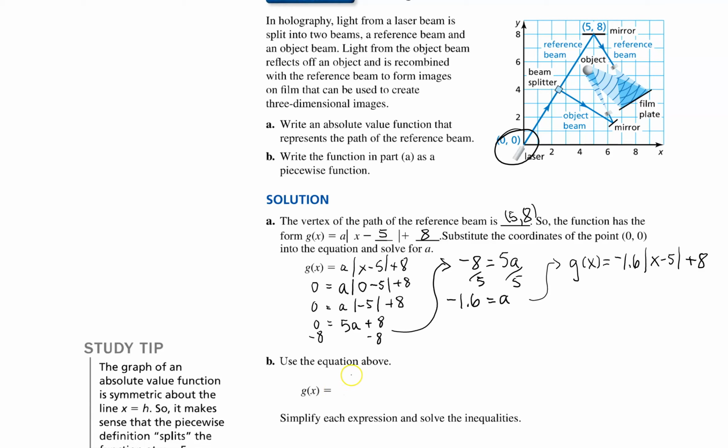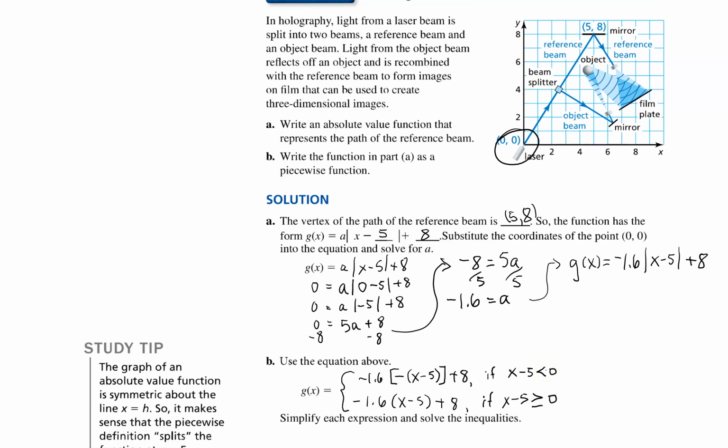We can rewrite this as g of x is equal to negative 1.6 times the quantity opposite of x minus 5, close brackets, plus 8 if x minus 5 is less than 0, or negative 1.6 times x minus 5 plus 8 if x minus 5 is greater than or equal to 0.